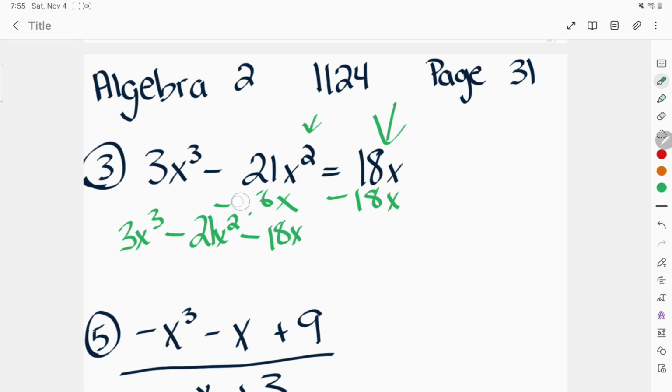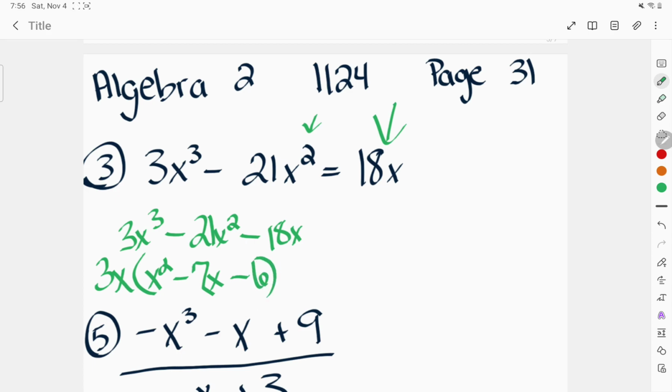So now what I do is I look at what is common between these. So I know that 3 is common. 3 goes into all three of those numbers. And also x is common because there's an x in all three of them. So I factor out 3x, and I end up with x squared minus 7x minus 6. All right, so that is as far as this will factor.